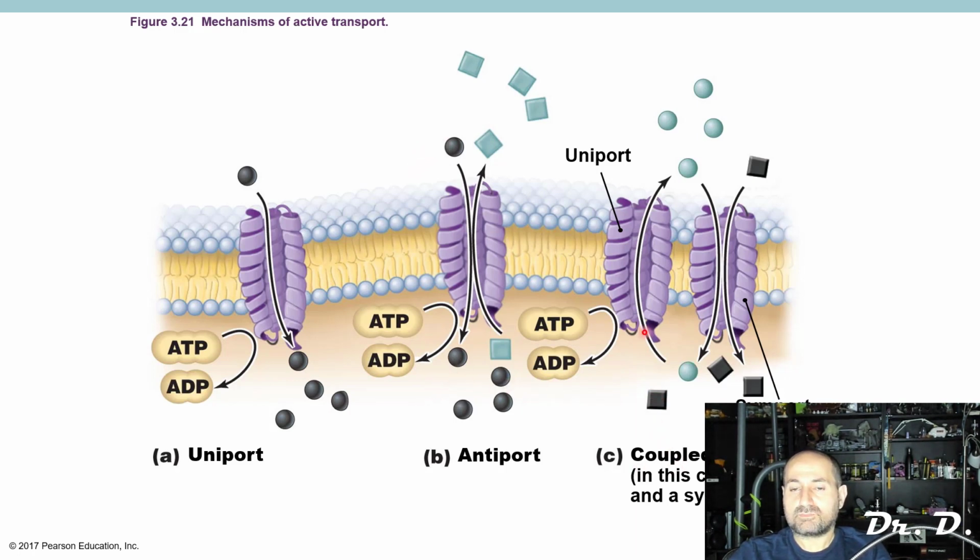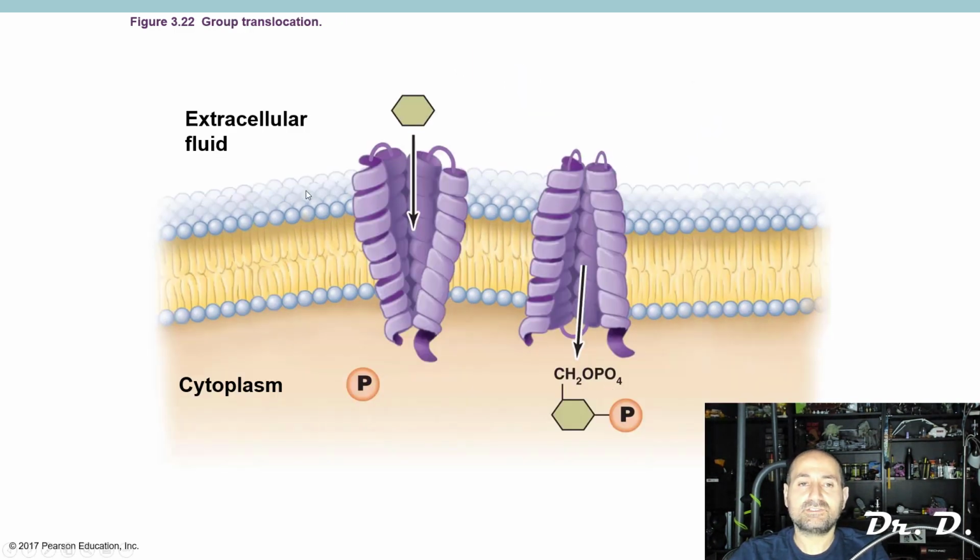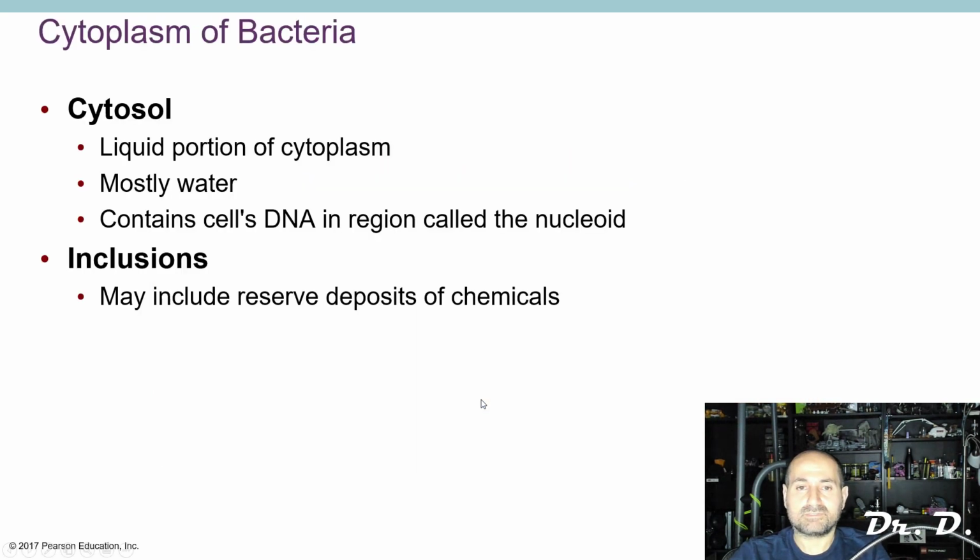And then you have coupled transport, where active transport of one substance results in active transport of a second substance through a separate transporter. And then you have group translocation as well. This just means that when a substance crosses the membrane, it is modified in some way once it gets across. In this case, this sugar is crossing and becoming phosphorylated, which means it's gaining a phosphate group as it crosses the membrane. Okay, so that ends the discussion of transport across the membrane.